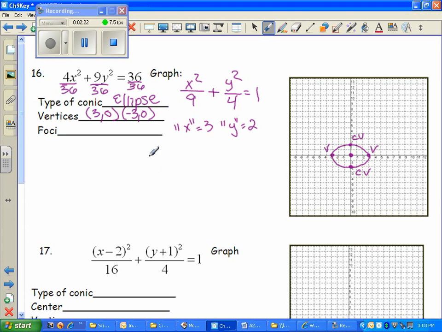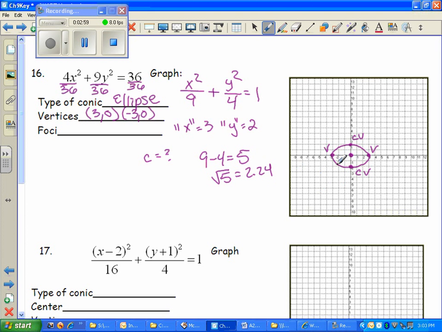And to get my foci, remember that you would move based on what your C value is. And always to get C, with an ellipse, you're going to subtract because this is plus. So it's always the opposite of whatever sign is here. So we need to do 9 minus 4. This is C squared. So we have to square root that value to figure out what our C value is. In this case, the C value is square root of 5, 2.24.